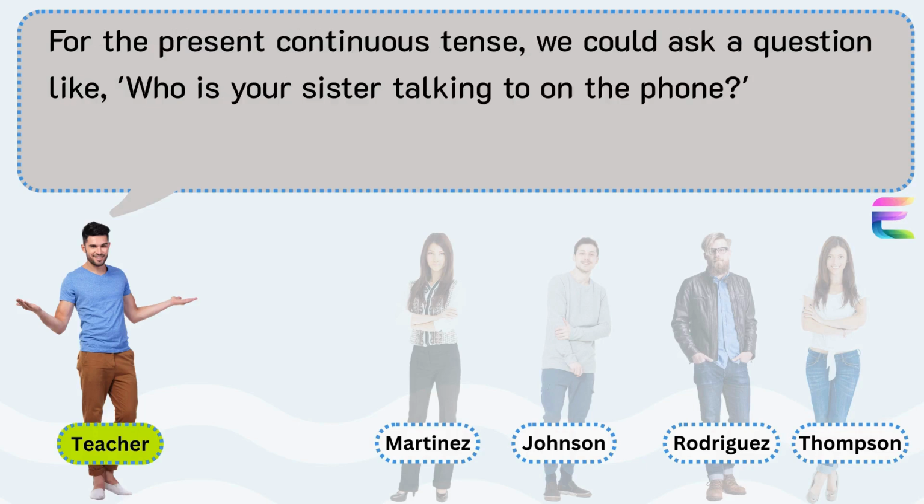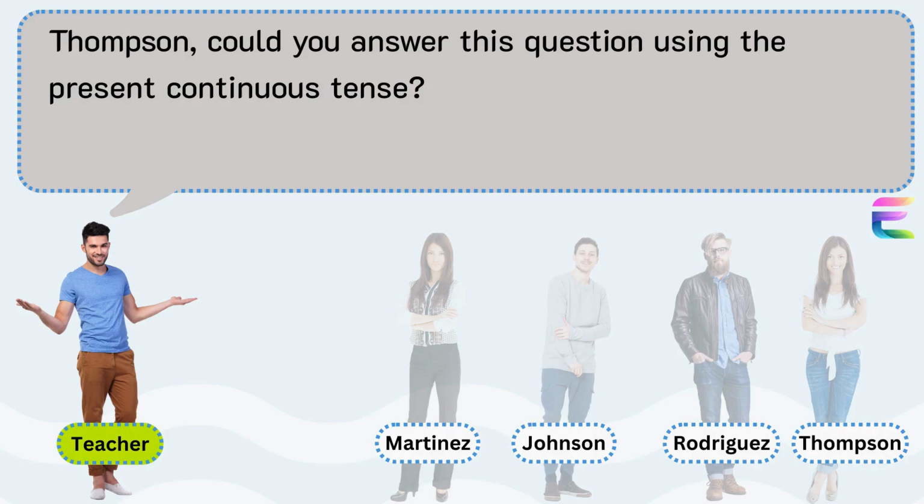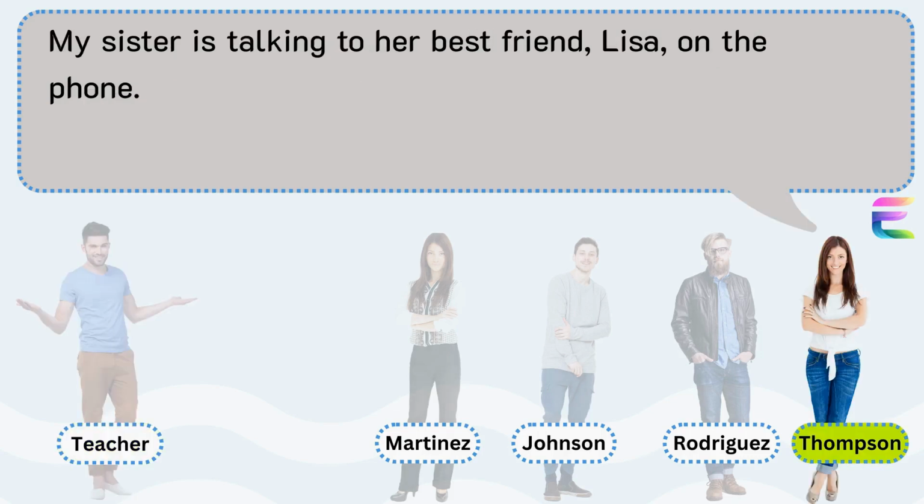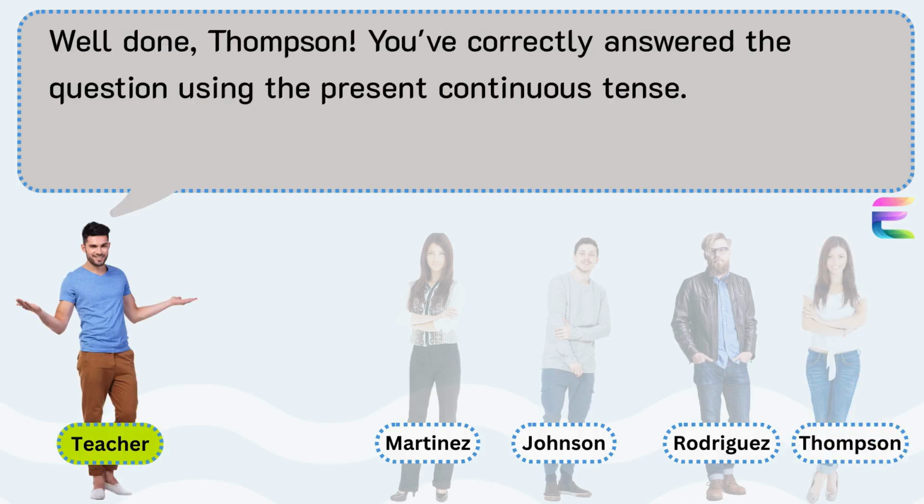For the present continuous tense, we could ask a question like, who is your sister talking to on the phone? Thompson, could you answer this question using the present continuous tense? My sister is talking to her best friend, Lisa, on the phone. Well done, Thompson. You've correctly answered the question using the present continuous tense.